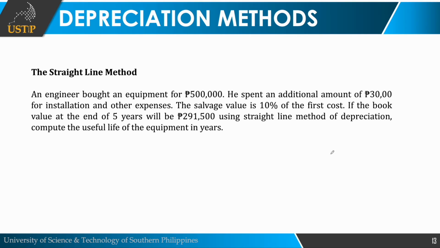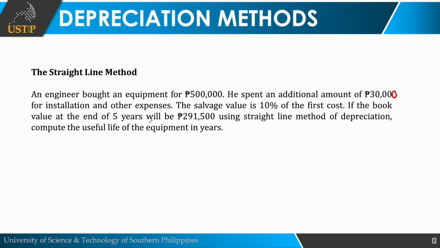Right, example 2. So, we have here, an engineer bought an equipment for 500,000 pesos. He spent an additional amount of 30,000 for installation and other expenses. So the salvage value is 10% of the first cost. If the book value at the end of 5 years will be 291,500 using straight line method of depreciation, compute the useful life of the equipment in years.